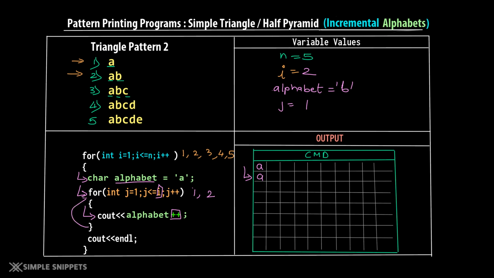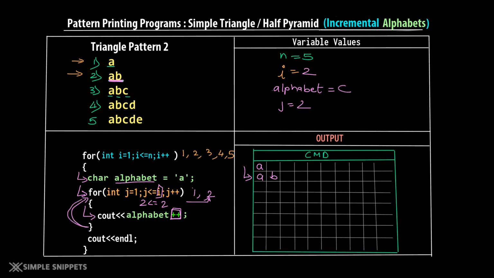Then you'll come at the start of the for loop and you'll say j plus plus. So j will now become 2. So when j becomes 2, 2 is still less than or equal to i this time, because i is also 2. So 2 is equal to 2. So you'll again go inside the for loop and you'll say cout alphabet plus plus. So what is the value of alphabet? Alphabet has the value 'b'. So 'b' is printed, and then the post increment operation happens. So now the value will become 'c'. So you can see now we printed 'a' and 'b' on the second row. That is what we wanted over here.